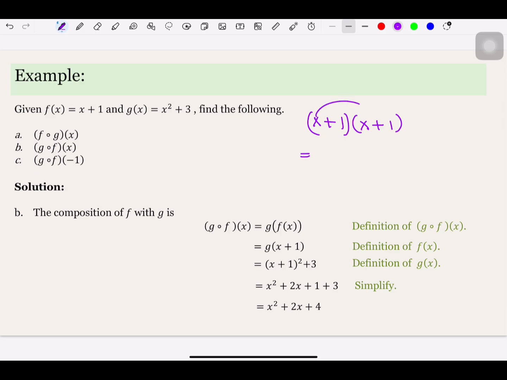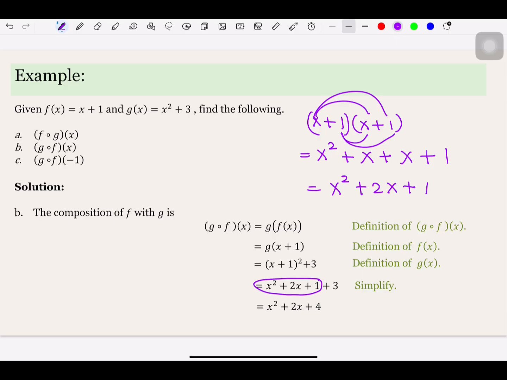It's just x multiplied by x, you get x squared; x plus 1, you get x; 1 plus x, you get x; 1 plus 1, you get 1. So if you combine these terms, you'll get 2x plus 1. So that is exactly what I have here. And then you have to add a 3. Then you'll get x squared plus 2x plus 4.